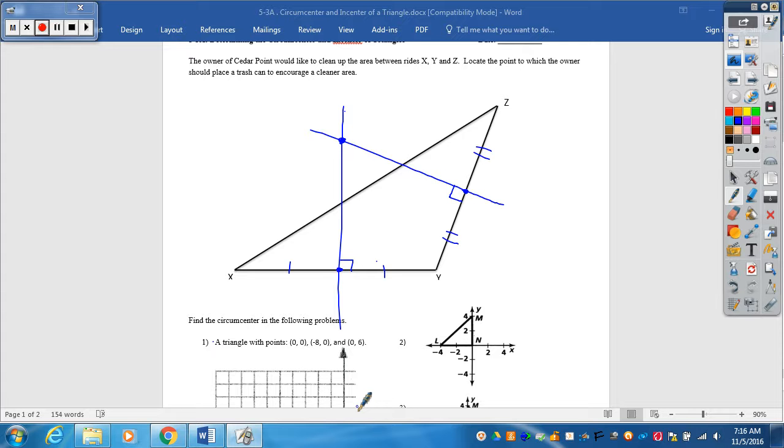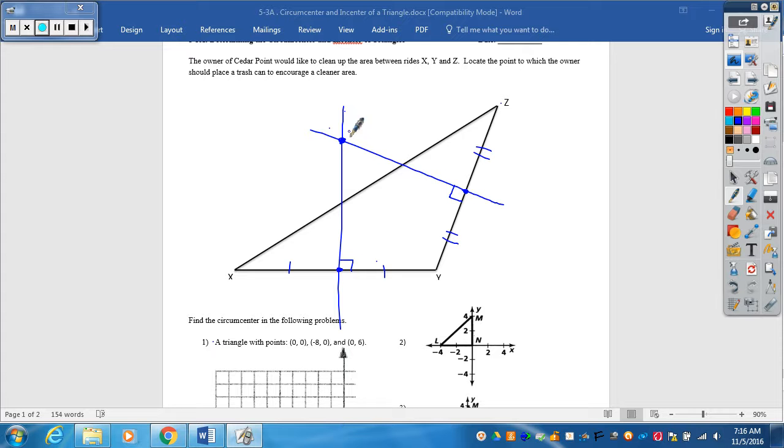Where the intersection of this perpendicular bisector meets the intersection of this perpendicular bisector, well, this point right here is actually the same distance from X, Y, and Z. Since any point on this line is the same distance from these 2 points, and any point on this line is the same distance from these 2 points, then the point that brings those 2 lines together has to be the same distance from all 3 points.